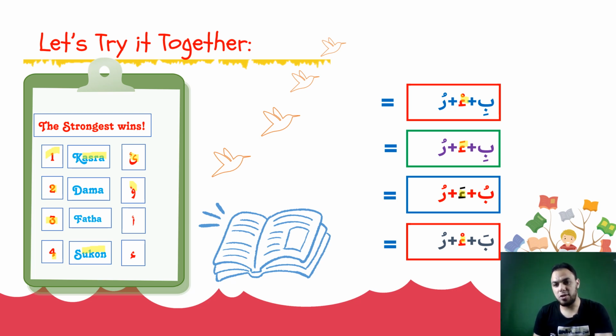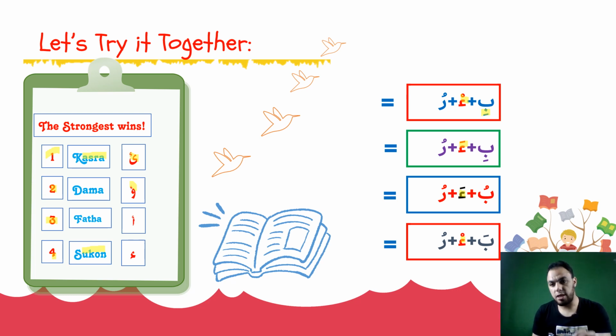So what should we do now? Now we know the strongest haraka, and we know how the letter hamza comes with each one. So what's next? Easy. Let's apply the rule, the strongest wins. The first example here: we have the letter ba, and we have the letter hamza. Does letter ba have kasra? Yes, letter ba has kasra. And letter hamza has sukoon.